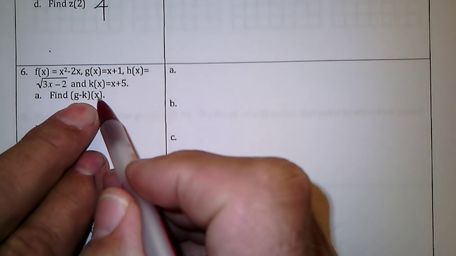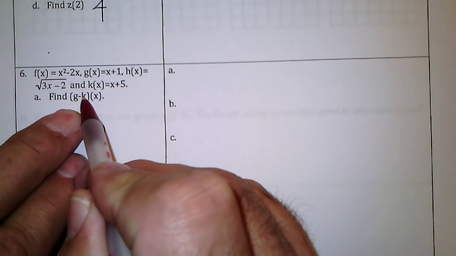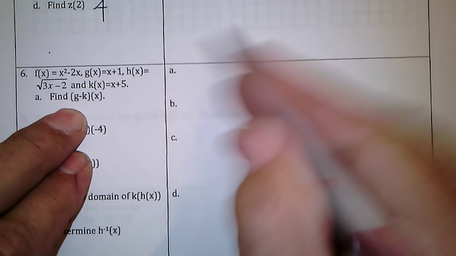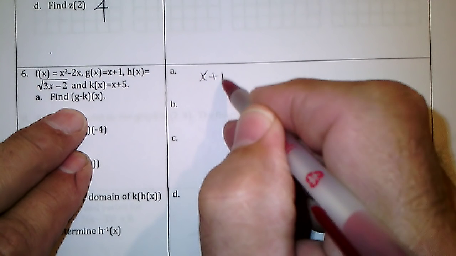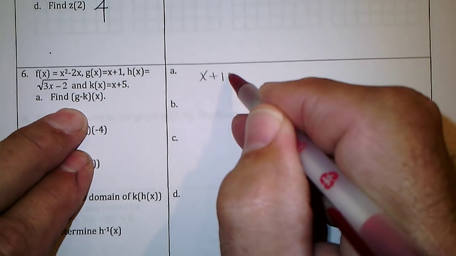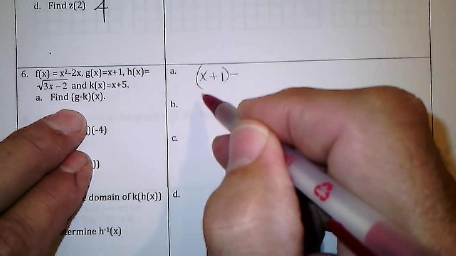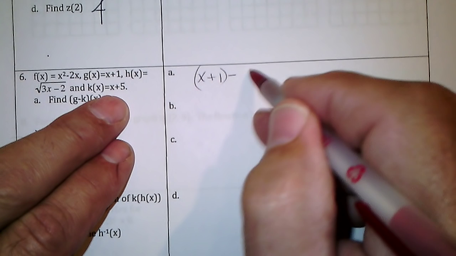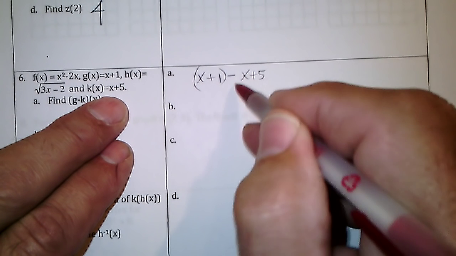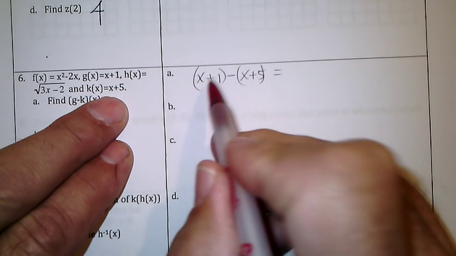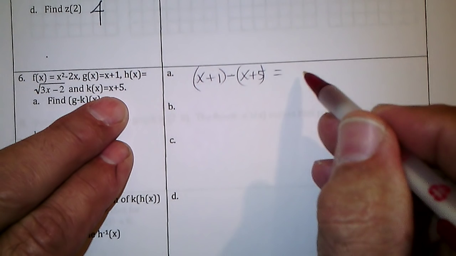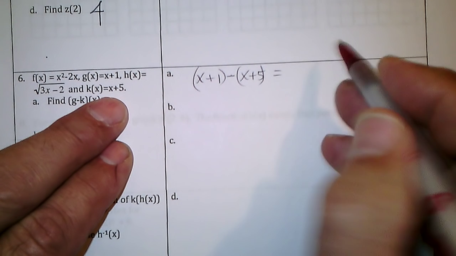We're supposed to find g minus k. G is x plus 1 minus k, which is x plus 5. We subtract those, we get x minus x, which is 0, and 1 minus 5 is negative 4.